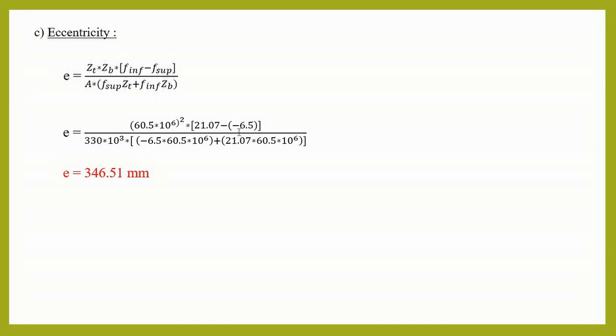21.07 minus of minus 6.5. A is 330 into 10 power 3. F superior is minus 6.5 into 60.5 into 10 power 6 for ZT plus 21.07 into 60.5 into 10 power 6. This is the value. So, eccentricity will be 346.51 mm.